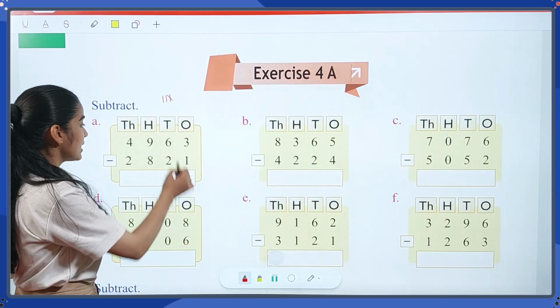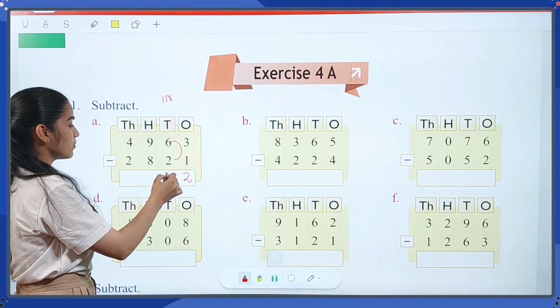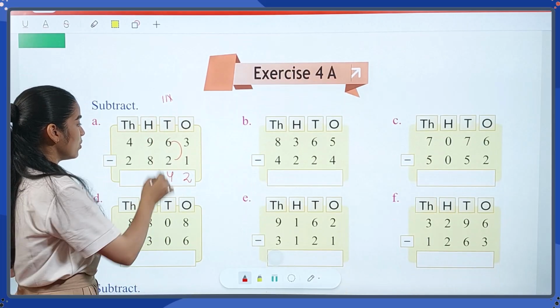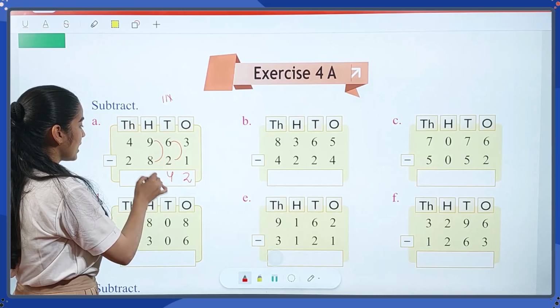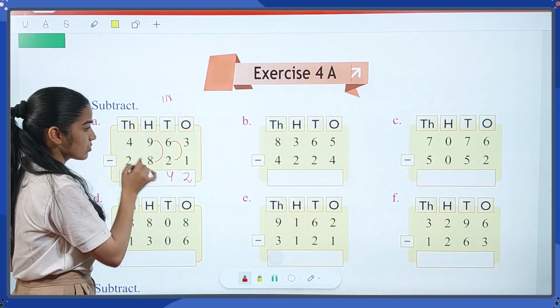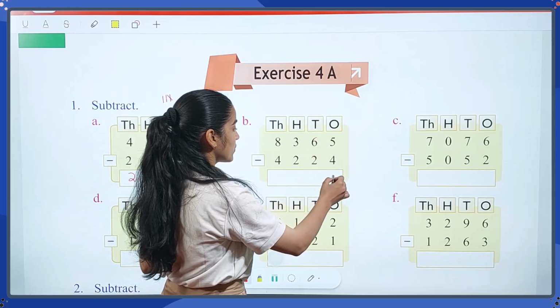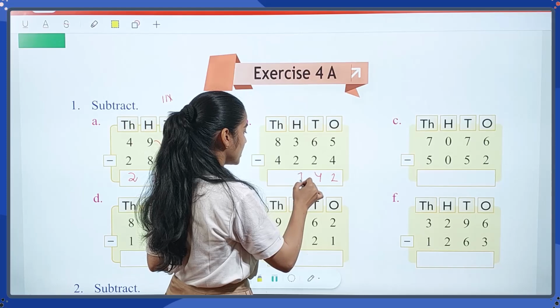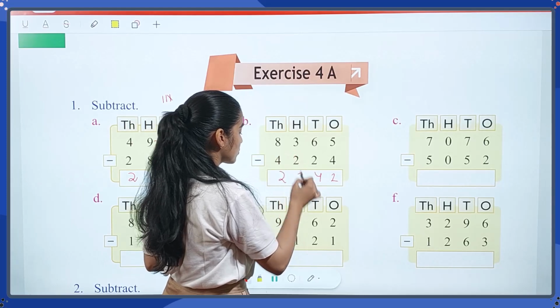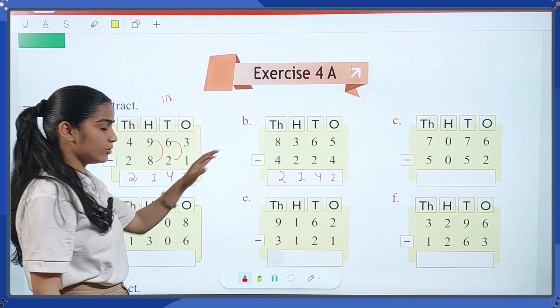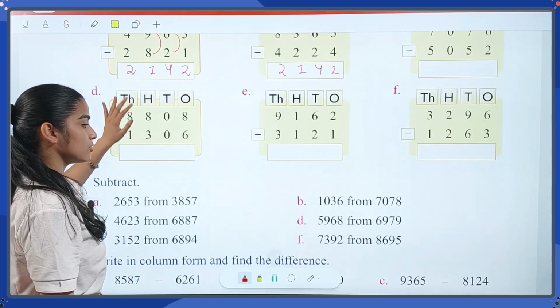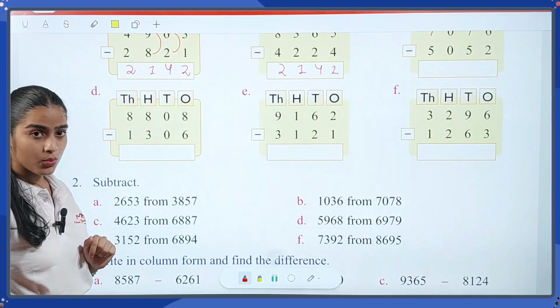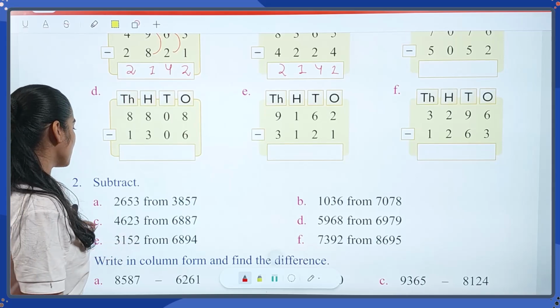Now 6 minus 2, with the same method, you get your answer 4. 9 minus 8 is 1 and 4 minus 2 is 2. Next, 5 minus 4 is 1. 6 minus 2 is 4. 3 minus 2 is 1. 8 minus 4 is 2. So these are the answers you get while doing this. You have to do this on your own to examine yourself.